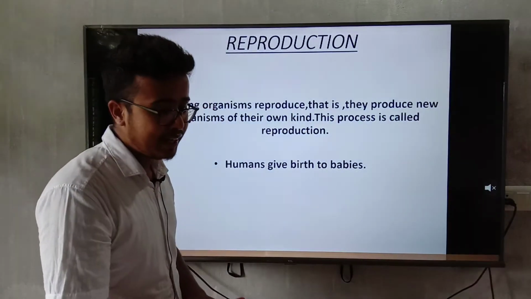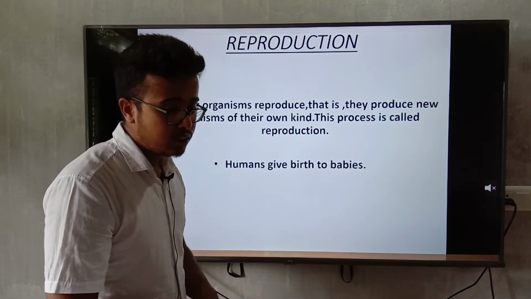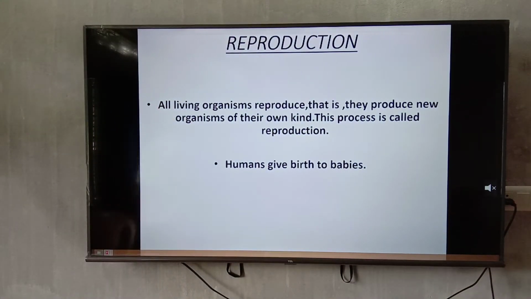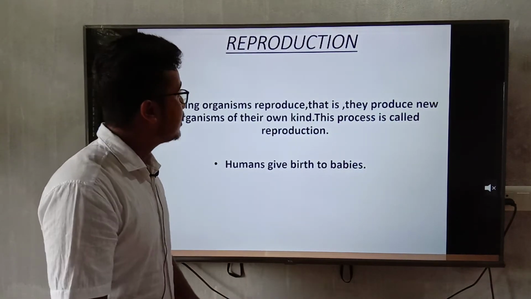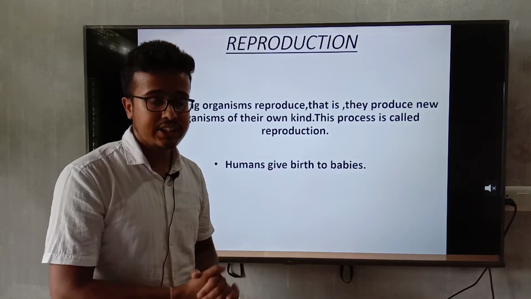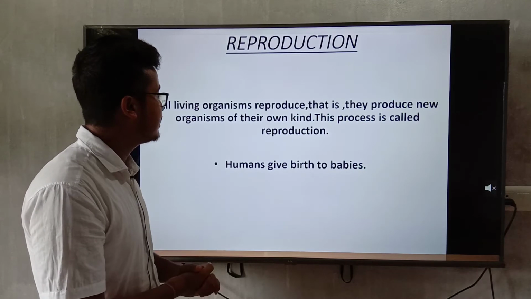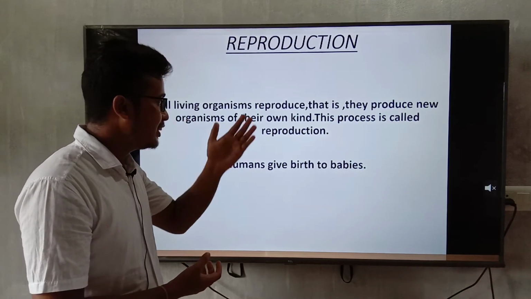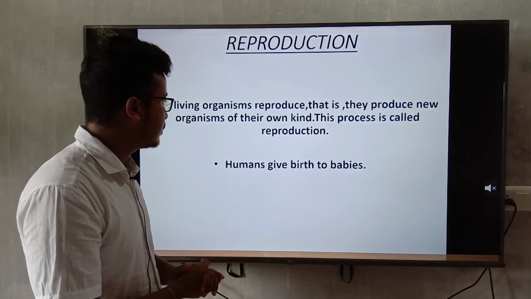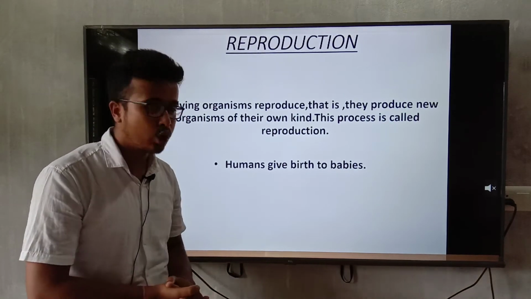Now after that, another characteristic which is reproduction. Reproduction means all living organisms reproduce, that is, they produce new organisms of their own kind. This process is called reproduction.